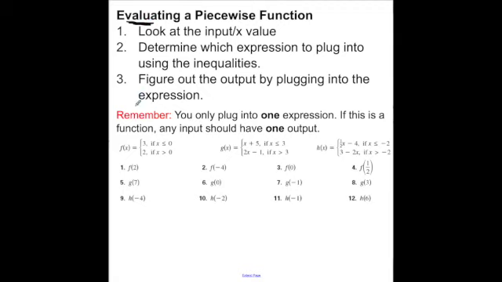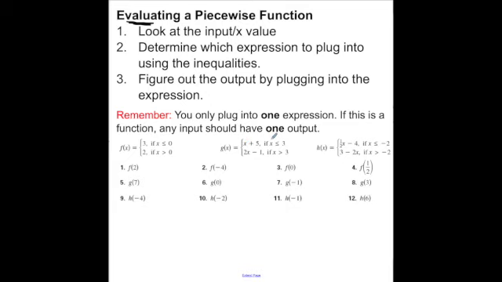So let's take a look at some examples. Here I have three rules: f of x, g of x, and h of x. F of x says that if x is less than or equal to 0, the output will be 3, always. And if x is greater than 0, the output will be 2.